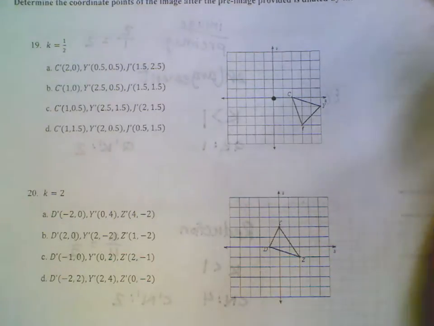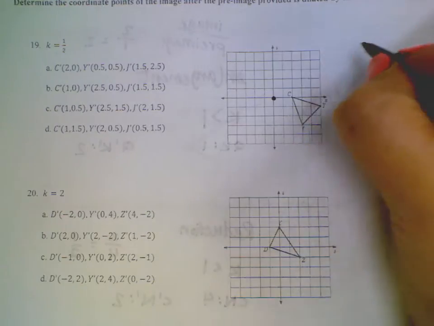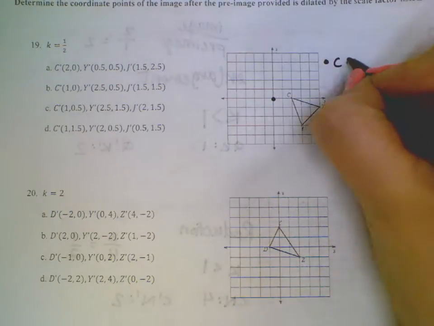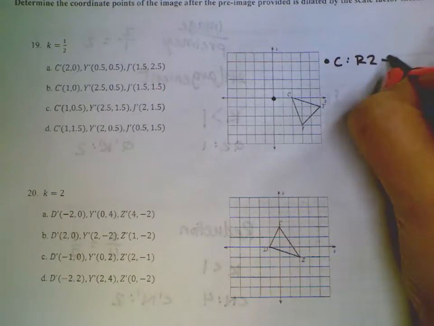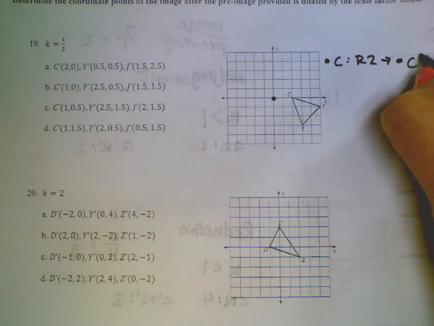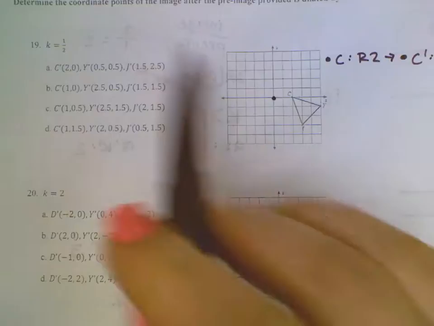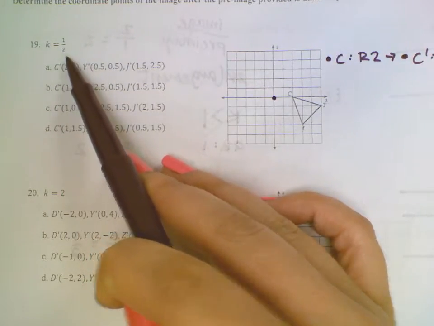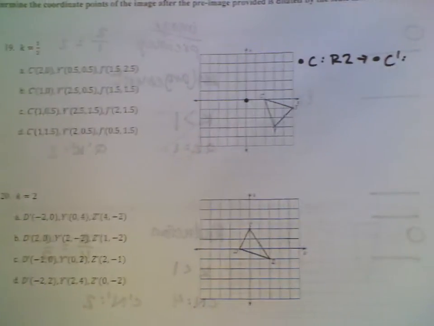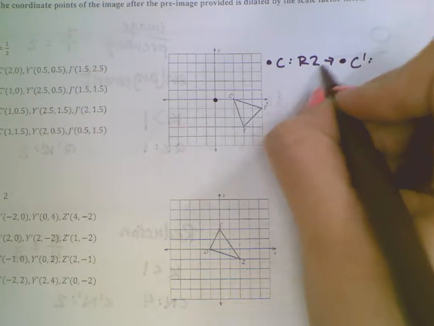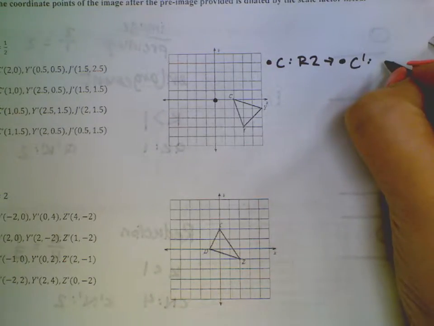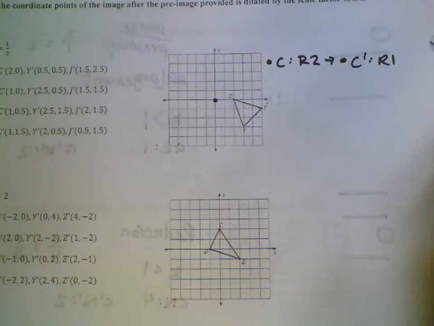Or what you can always do is say, to get from the center of dilation to C, I would go right 2. So to get from my center of dilation to C prime, instead of going 2, I'll do half that. I'll multiply my scale factor by my distance. So instead of going right 2, 2 times 1/2, or half of 2, is 1. So I'll go right 1.